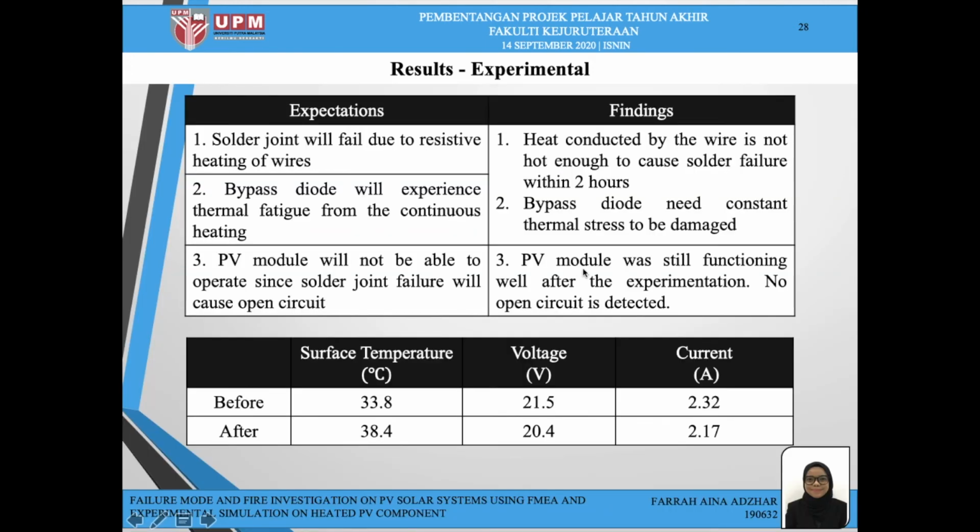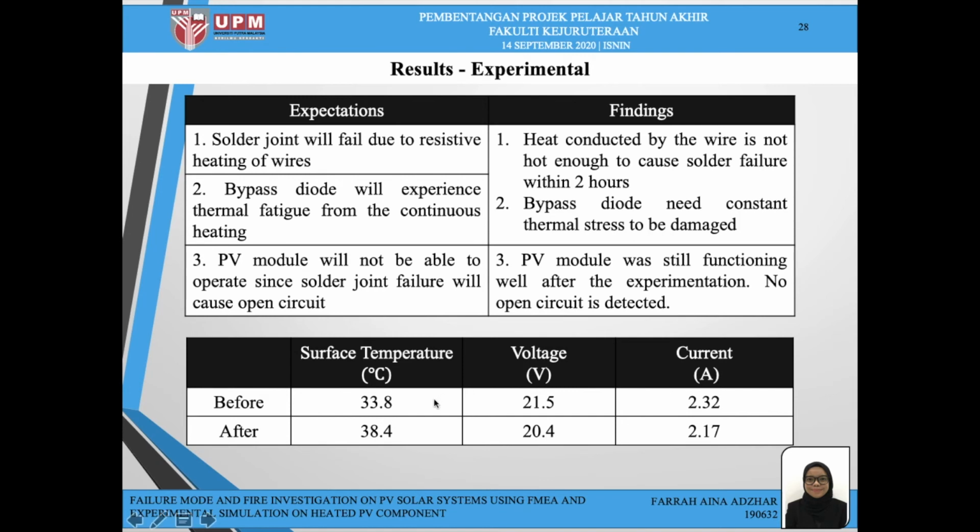So the expectation for this experiment: I expect that the solder joint will fail due to resistive heating of wires, and the bypass diode will experience thermal fatigue from the continuous heating, and the PV module will not be able to operate since the solder joint failure caused by the resistive heating will cause an open circuit. But this is what I expect. But after the experiment, I find that the heat conducted by the wire is not hot enough to cause solder failure within 2 hours of the experiment, and the bypass diode needs constant thermal stress to be damaged. And the PV module was still functioning well after the experimentation, and no open circuit is detected.